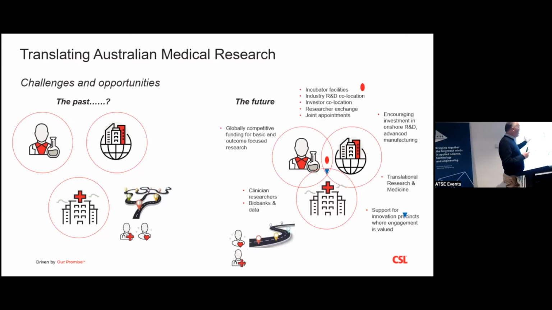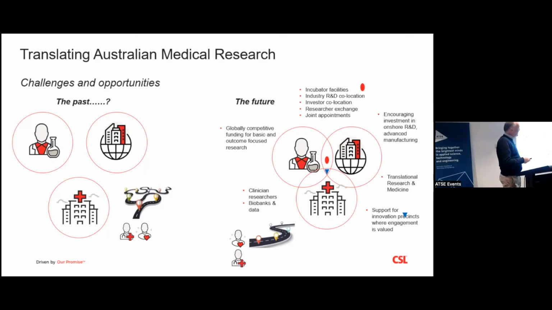So we want globally competitive funding for basic research. We want clinician researchers that are really dedicated to the development of new therapies. And we want industry which is co-located within those precincts and has the capacity to do the translational science and research that can lead to the drug discovery process.